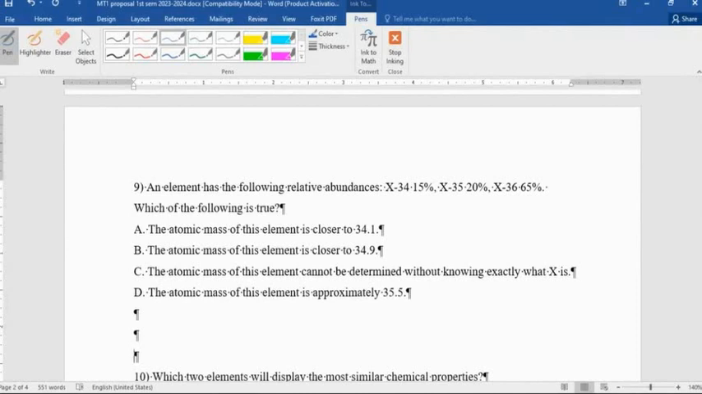So the average atomic mass of this element X will be equal to the average of the masses of the isotopes of this element. If I get my question, first of all, I will try to find what are the wrong answers. One of them: the average atomic mass of this element cannot be determined without knowing exactly what X is. Means I should know what is X? What is the element X?